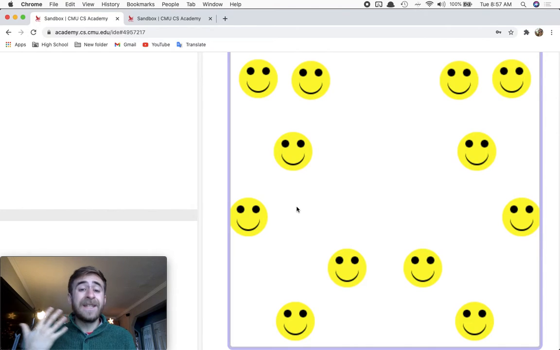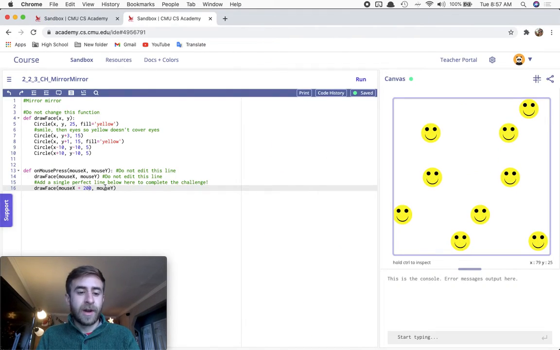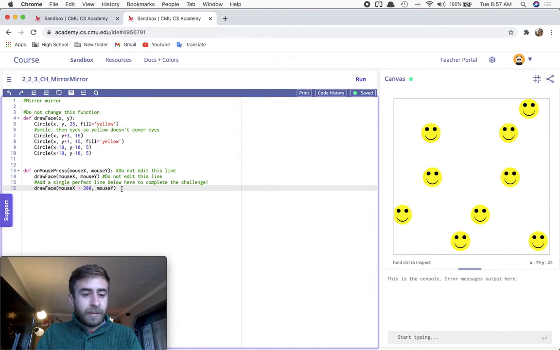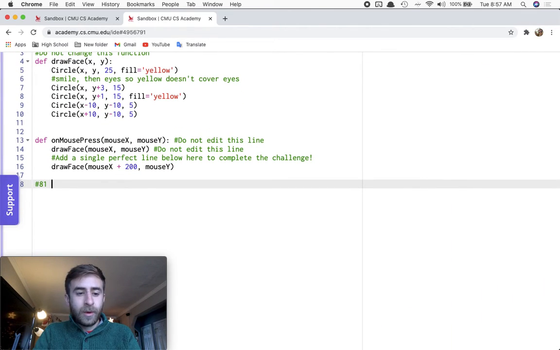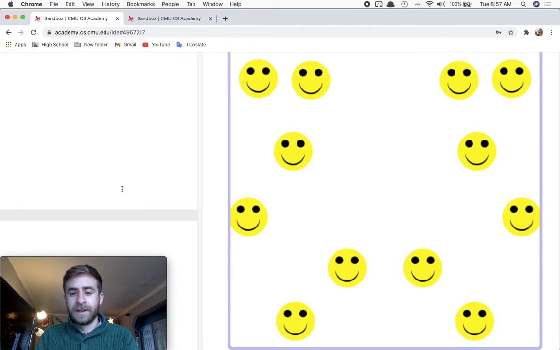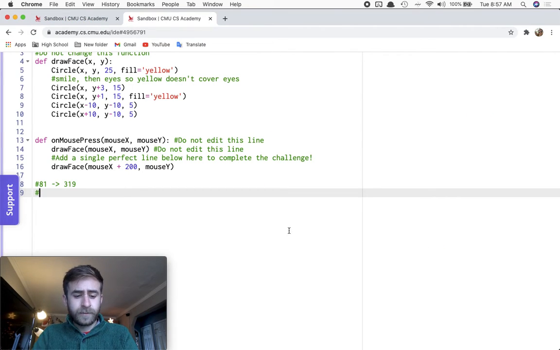The next thing to do when you're trying to solve this type of problem is to hold control and see if you can come up with a pattern between these two. I have 81 and 319. I'm not going to write things down, but maybe in a comment here, or if you had a piece of paper, I might write these down. 81 goes to 319. Okay, let's see what else. 151 goes to 249.